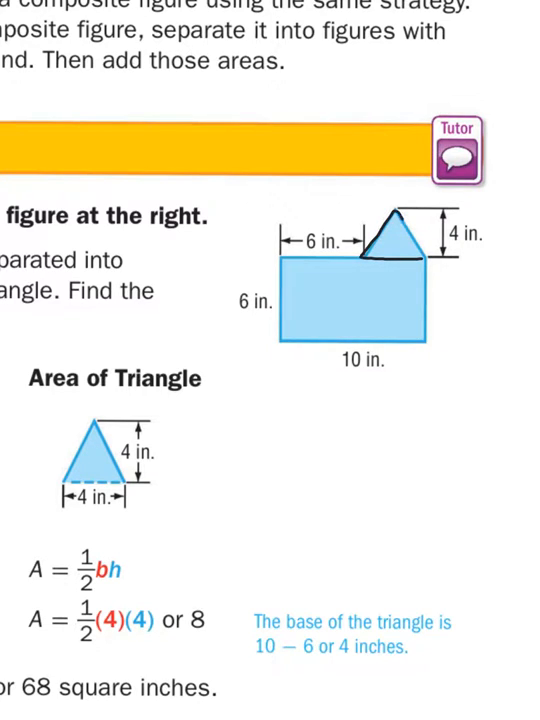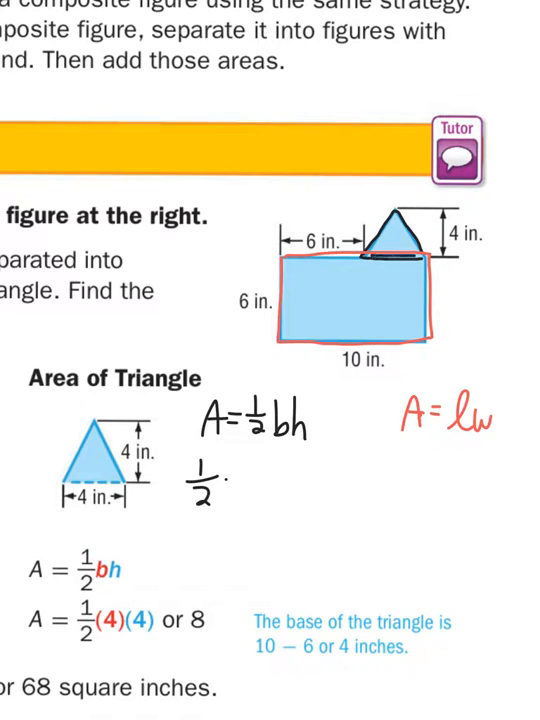So I'm first going to find the area of that triangle, and I'm going to use area is half times base times height, and then I'm going to find the area of the rectangle. And remember, rectangles are easy. That's just length times width. So let's start with the triangle. The triangle has a base right here. I'm going to have to figure that out. Now I do know it's 4 inches high, so h is 4.